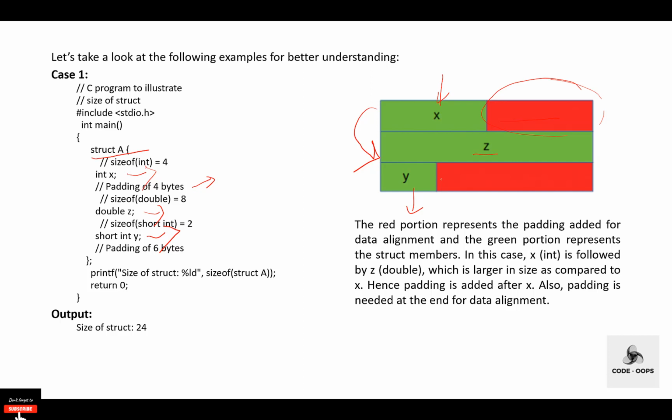Similarly, padding is added after y. Then with the printf function, display the size of structure. Size of struct A. Double takes 8 bytes plus integer takes 4 bytes, 4 plus 4 padding, 8, plus short int takes 2 bytes plus 6 padding, 2 plus 6, 8. The size of structure is 24.